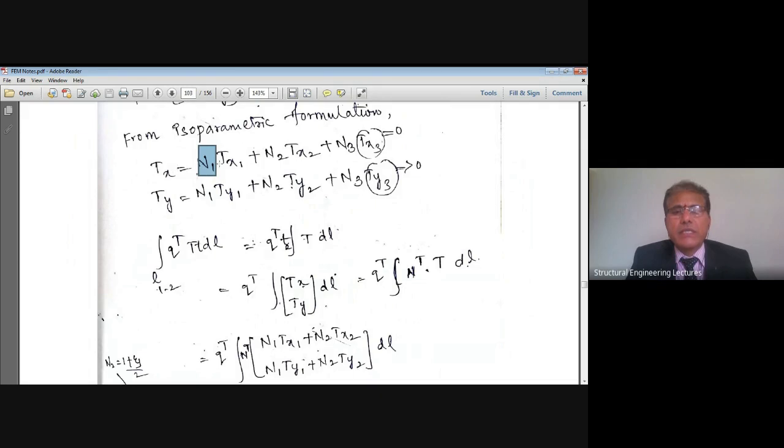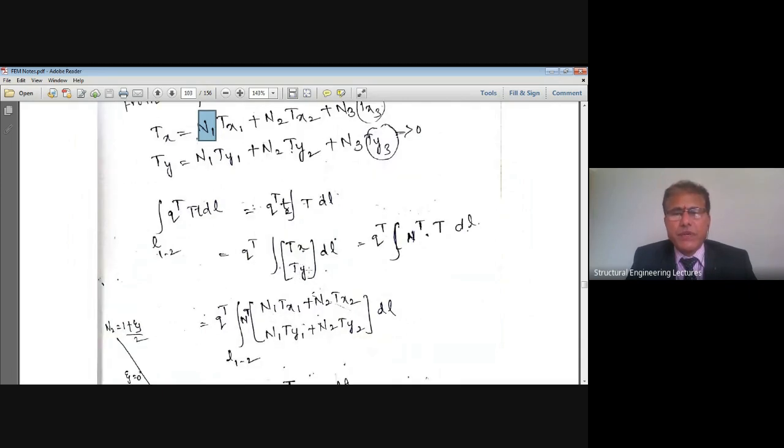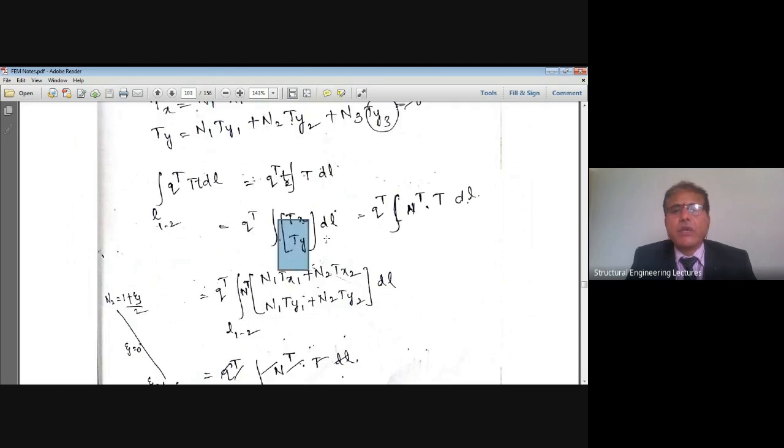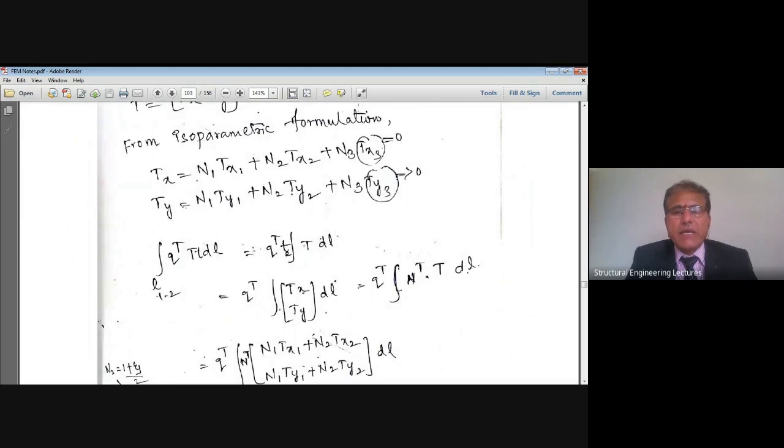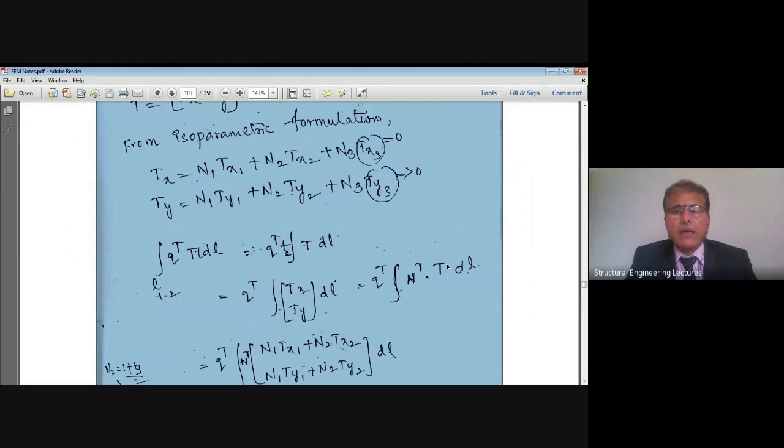Just now we have seen that Tx is nothing but xi multiplied by Tx1. Then n1 multiplied by tx1, n2 multiplied by tx2. Therefore, that depends upon the shape functions. Hence, they will remain inside the integration that multiplied by dl. Therefore, Q transpose integration over N transpose T dl. Right? Because this tx and ty are written as N matrix operated upon T matrix, right? There is N transpose multiplied by T multiplied by dl, right?